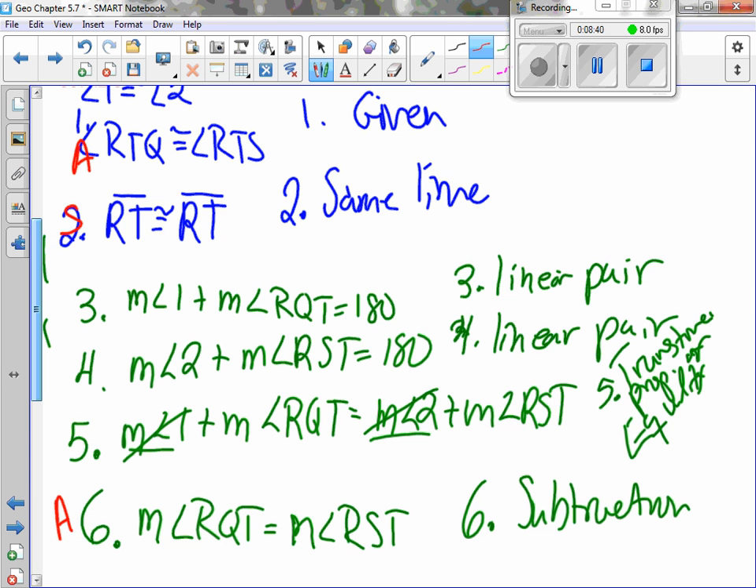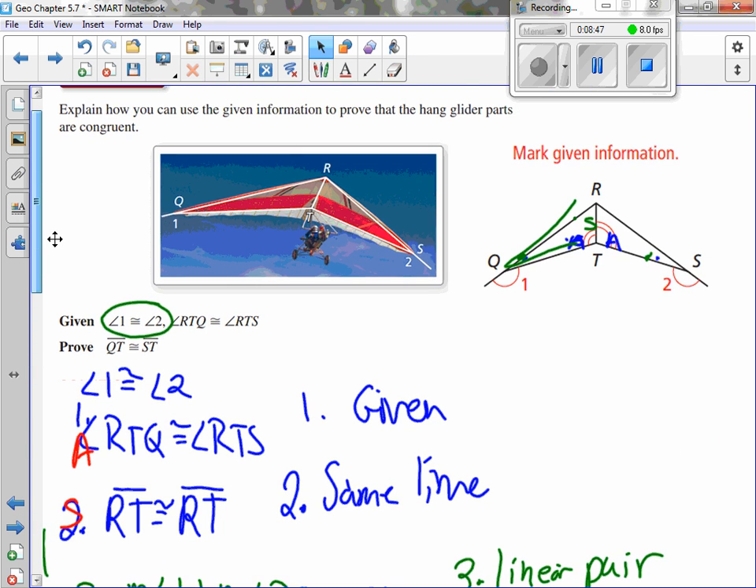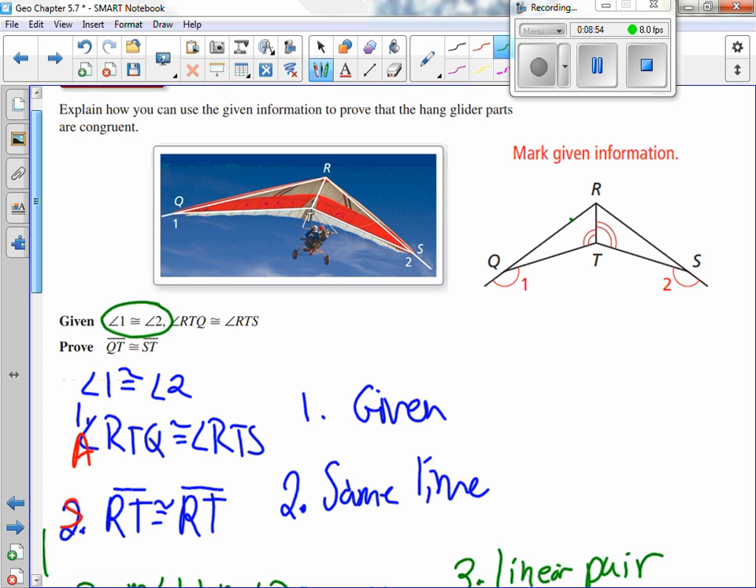Let me go back to the picture. Because when we look at this here, what we've shown is we know that this side in the middle is congruent to itself. These angles are congruent. And we just showed that these two angles inside the triangle are congruent. So we're able to say that these two triangles are congruent to each other, yes?